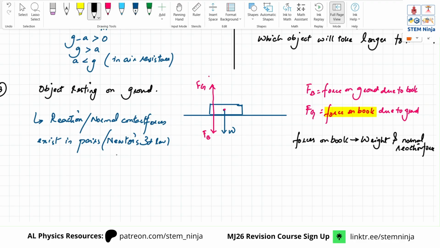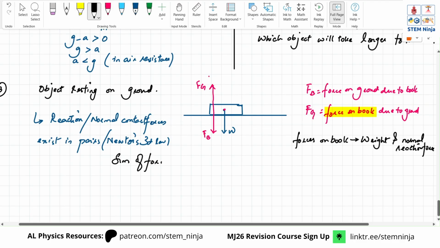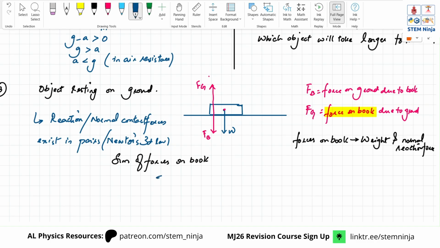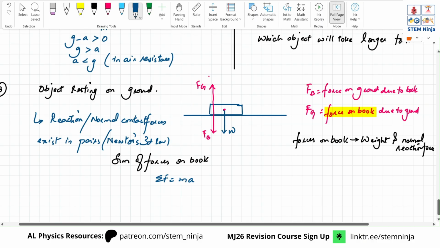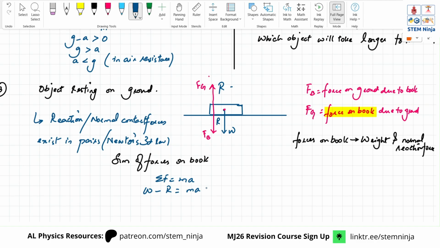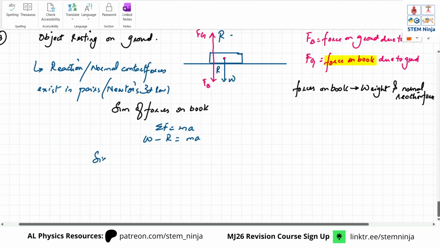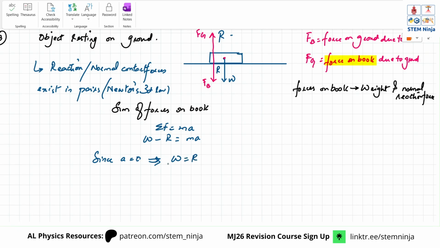So this means that if we want to find the sum of forces on book, you will see that this is sum of forces equals to MA, which is going to be W minus, let's call it R for simplicity. You can call it N also, either way, MA. Since acceleration is 0, this would imply that W is equal to R, that the normal reaction force is equal to weight.